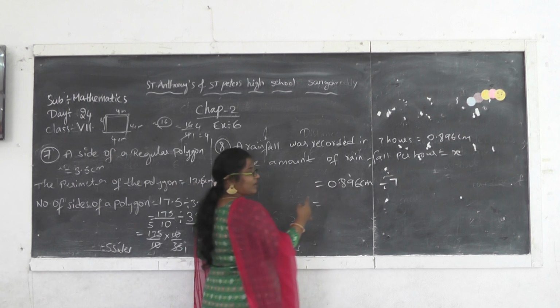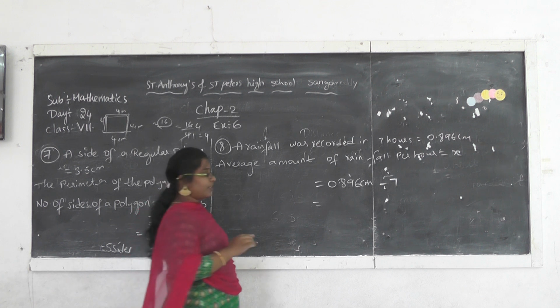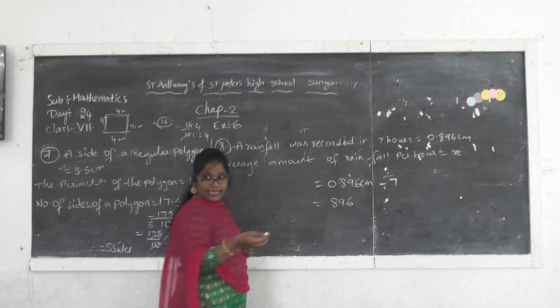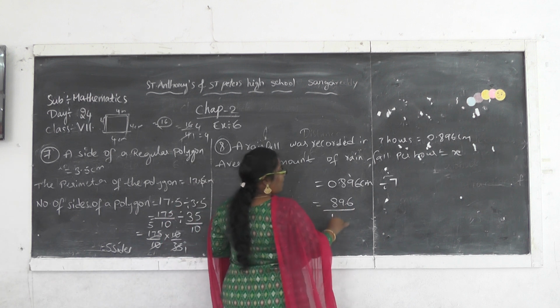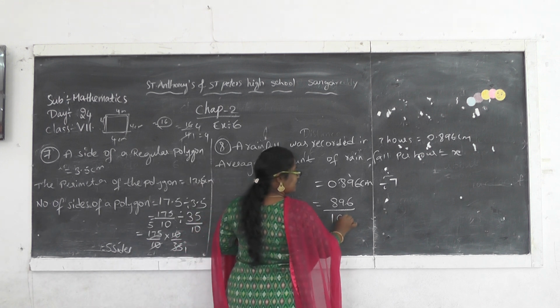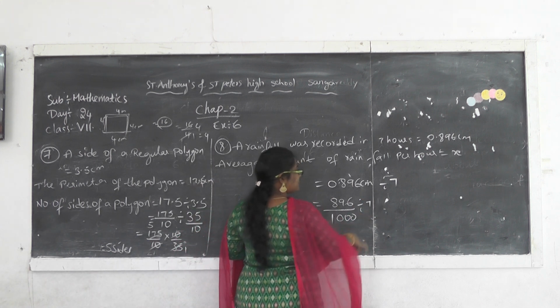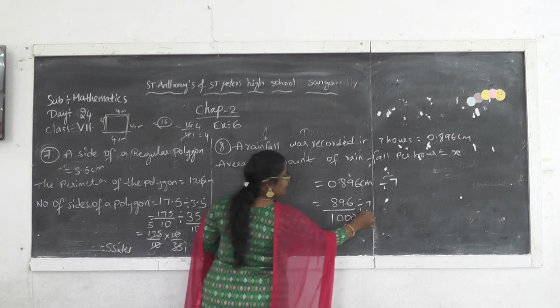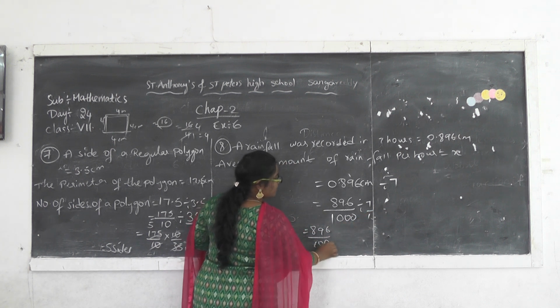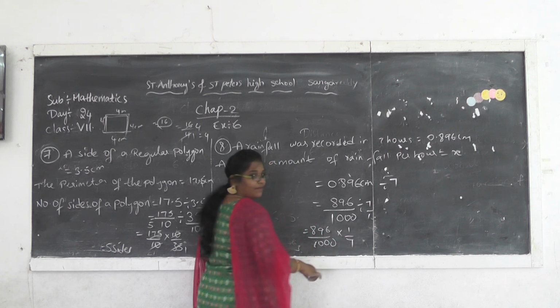What do we have to do? Convert this decimal number into fraction form. How? First write the whole number. 0.896 is 896 by 1000, since after the point there were 3 decimal digits, so write 3 zeros, divided by 7. The denominator not given is 1. So 896 by 1000 into 1 by 7.